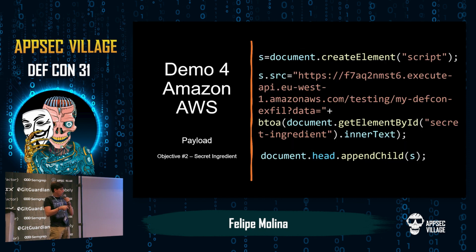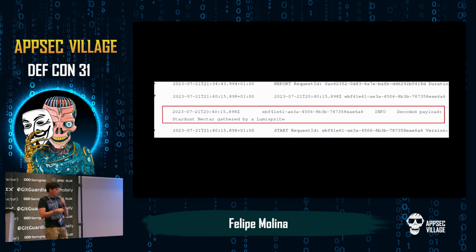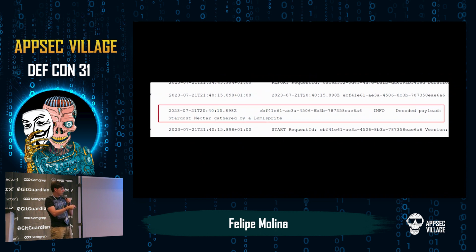And this is the script that you need to execute on the victim side. You just have your API Gateway hosted here as a subdomain of amazonaws.com, and the data contains just the base64 encoded data that you want to exfiltrate. Then just append this script, and you would get the following on your CloudWatch logs.